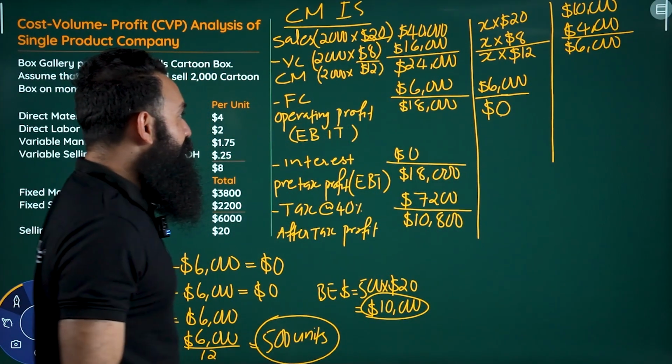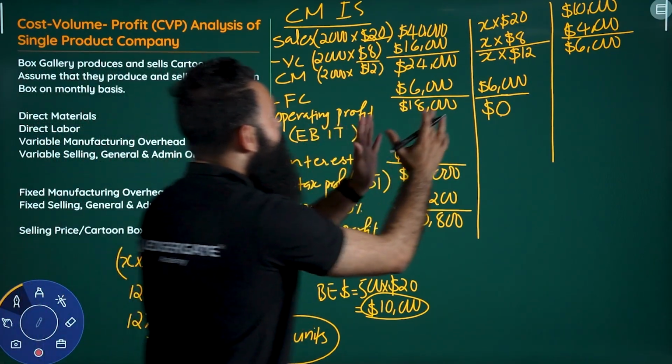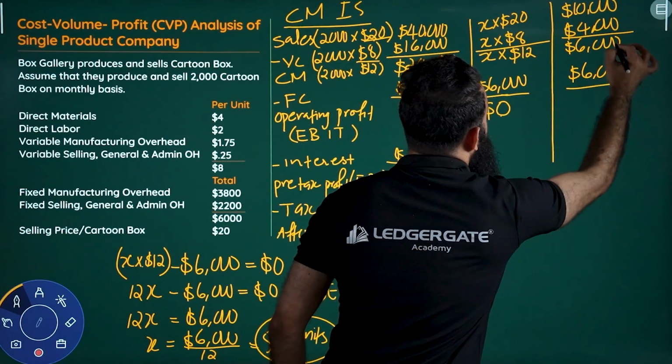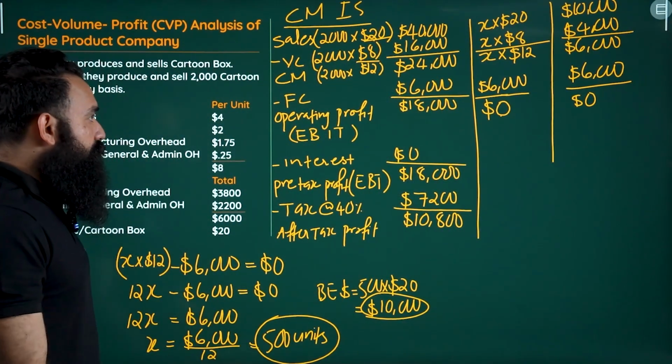From this 6,000, what are we going to deduct? Fixed cost. That will be the same in every case, everywhere, right? So we are going to deduct this 6,000. From this, we'll deduct this. So our profit will be 0. Our answers are correct, right?